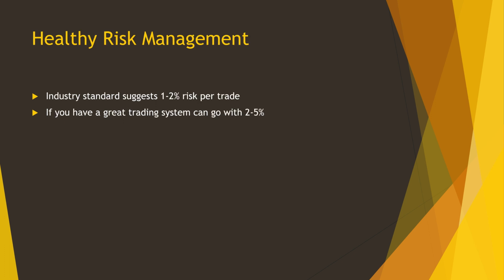Now, secondly, for a healthy risk management, the industry standard suggests 1 to 2% risk per trade, which means that you need to calculate your position size, and according to your stop loss, you should not lose more than 2% of your capital per trade. This is the industry standard.